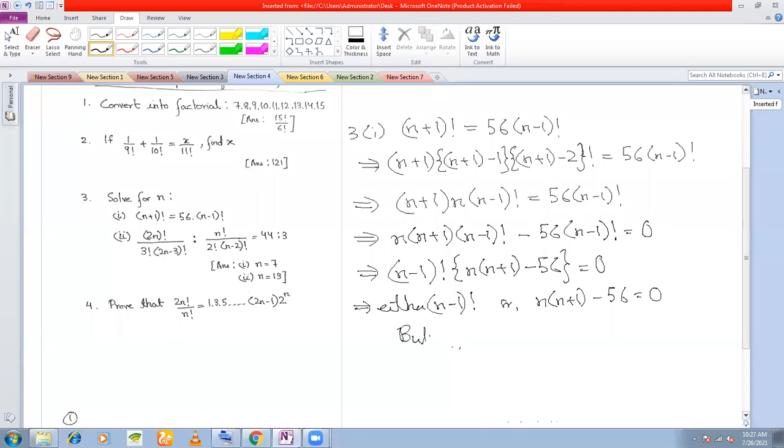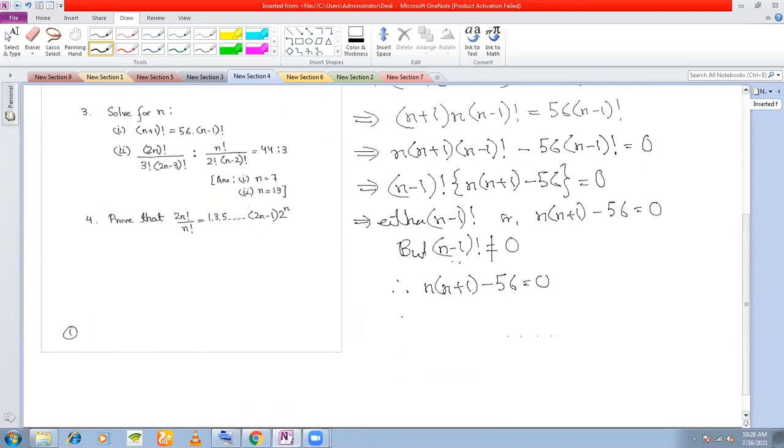But n minus 1 factorial is not equal to 0, right? Can the value of factorial be equal to 0? No. This is not equal to 0. So therefore, this must be equal to 0. N into n plus 1 minus 56 must be equal to 0. Now you multiply and express this as a quadratic. So you get n square plus n minus 56 is equal to 0.